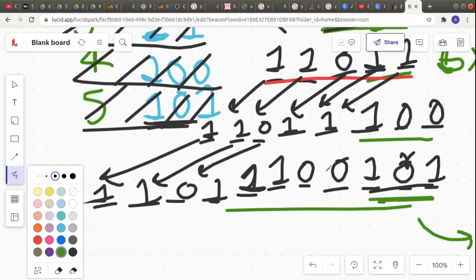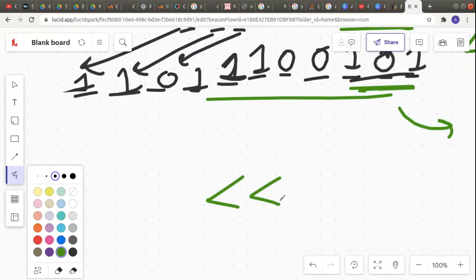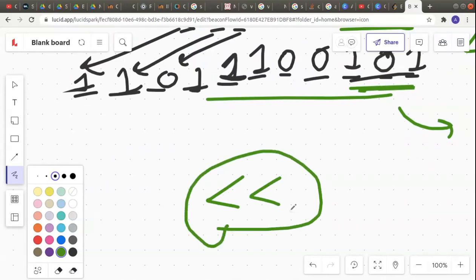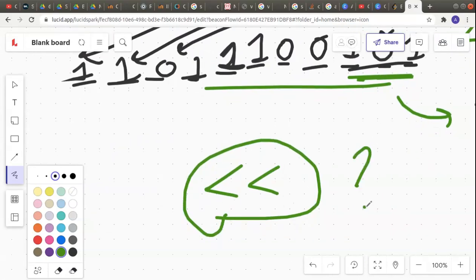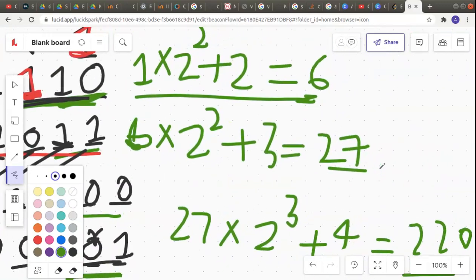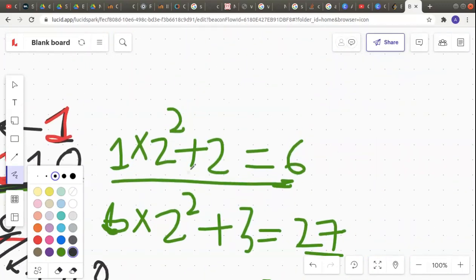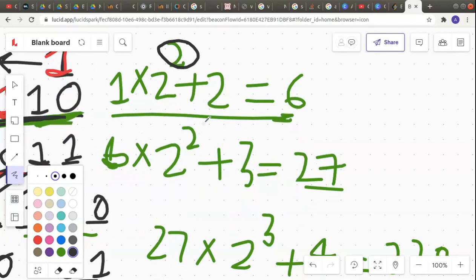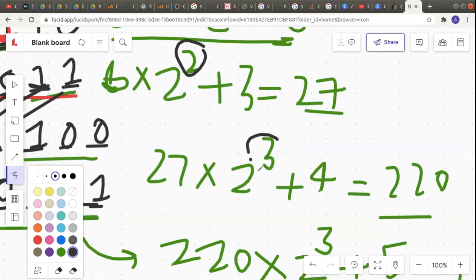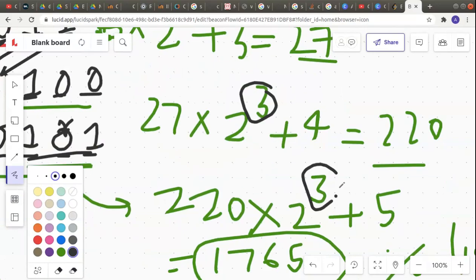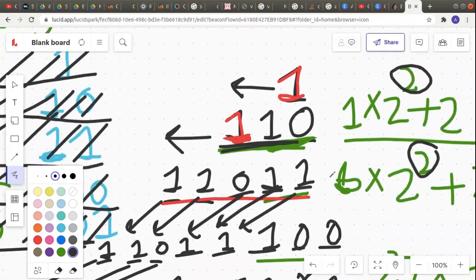So I have to just shift. In C++ we have a bitwise shift operator that will shift our digits to the left. Now by how many digits to the left should we shift? That is one question. Here you can observe that we shifted by 2 digits. Here we shifted by 2 digits. Here we shifted by 3 digits. Here we shifted by 3 digits. So how do we find by how many digits we have to shift?